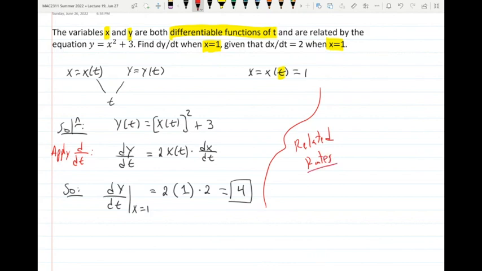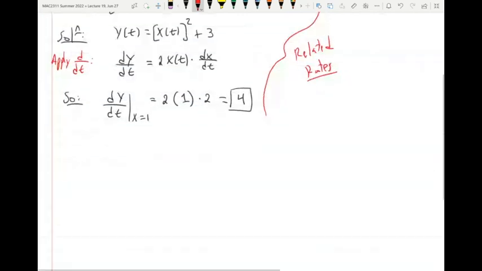I already told you why we call it like that, because you have a relationship between the variables. They depend on a common variable, those two guys, and then by taking the derivative with respect to a common variable, we get a relationship among their rates. That's why it's called that.